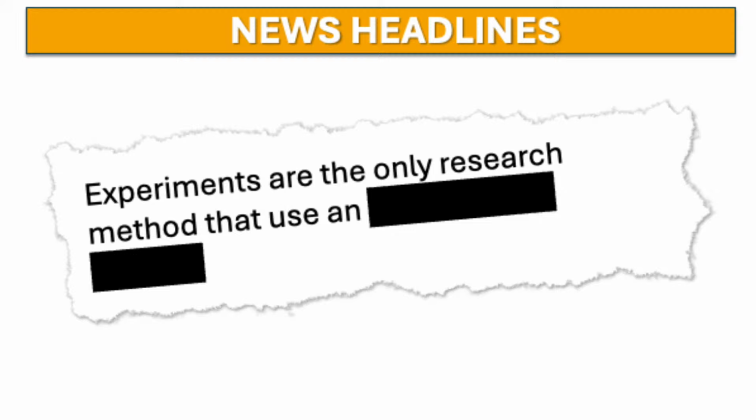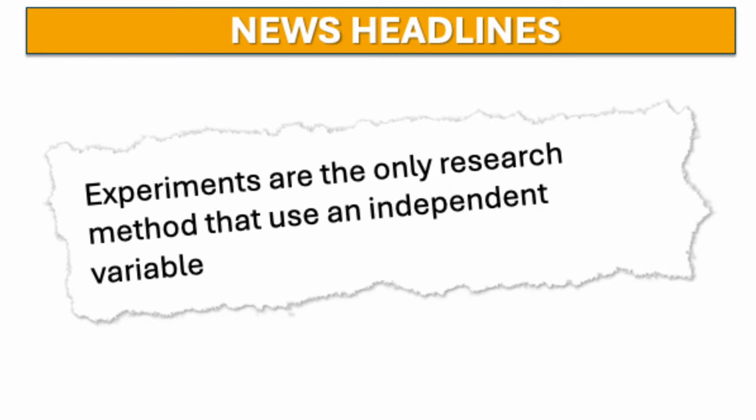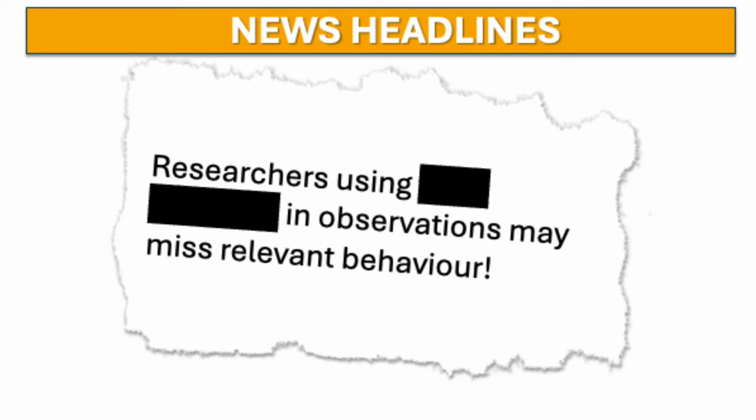So experiments are the only research method that use the fact that it's an over a, I think, is possibly a bit of a hint. Just waiting for comments to drop up. So someone said standardized method, not necessarily wrong, but it's not the answer we're looking for. Independent variable, lovely. Let's have a look and reveal it. Fantastic, really well done if you got independent variable. Let's have a look at another one.